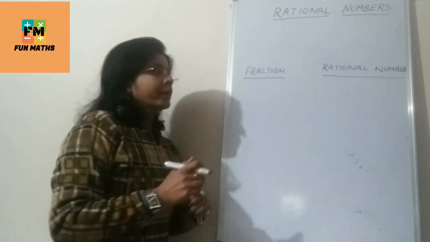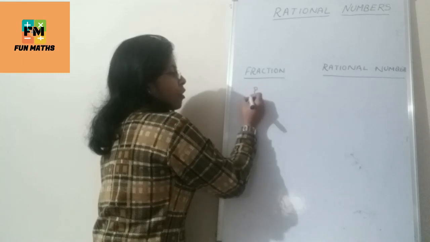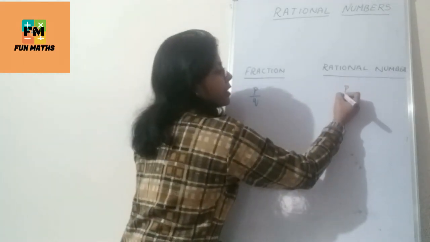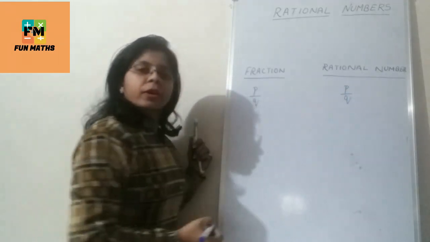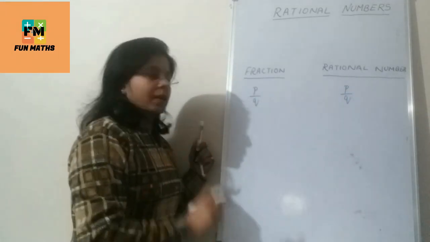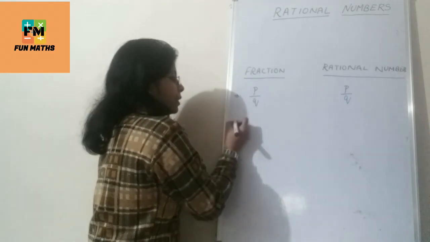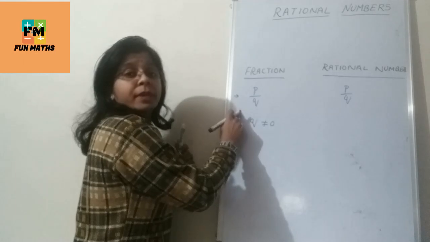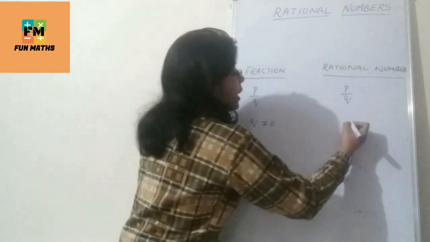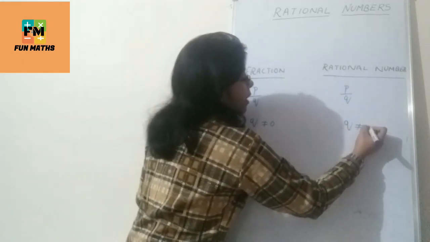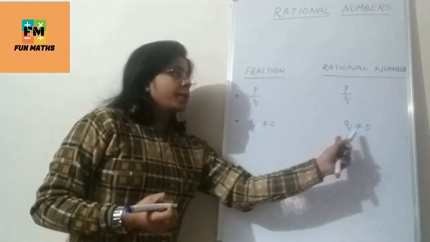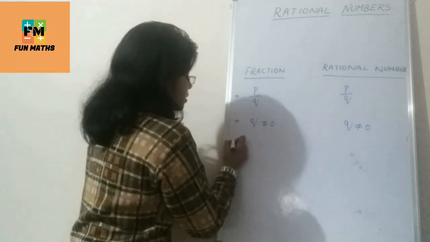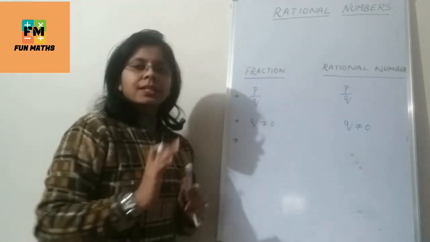So now let's learn fractions and rational numbers all together. We all know, children, fractions we can represent in the form of p upon q, right? Here also, rational numbers we are representing in the form of p upon q. Both are similar. Now let's have the next one. In fractions also, the q, which is the denominator, should not be equal to 0. Here also in rational numbers we have the same property, that the denominator should not be equal to 0. Q should not be equal to 0, right? So right till now we have all the same.